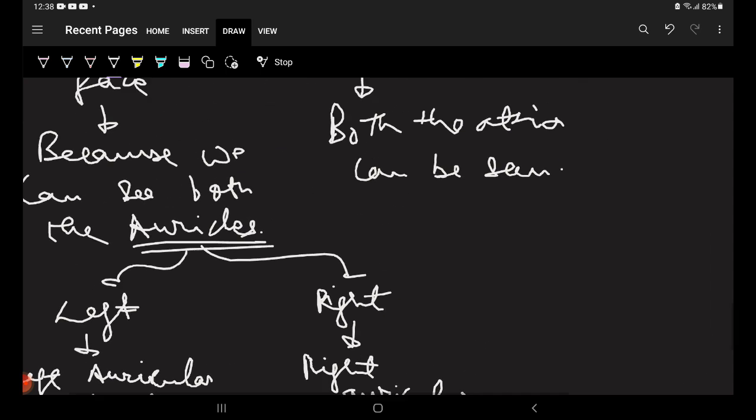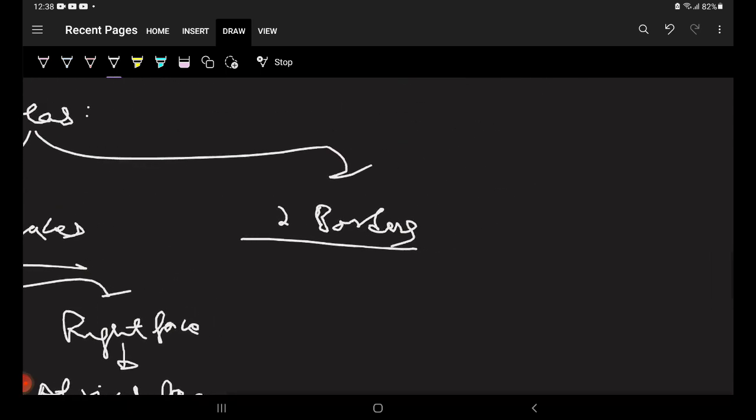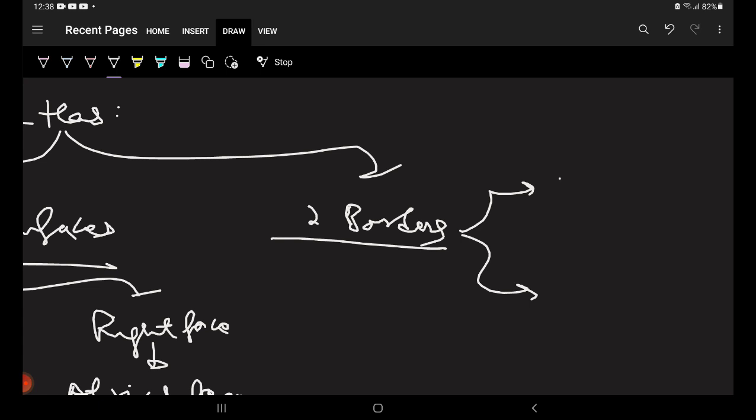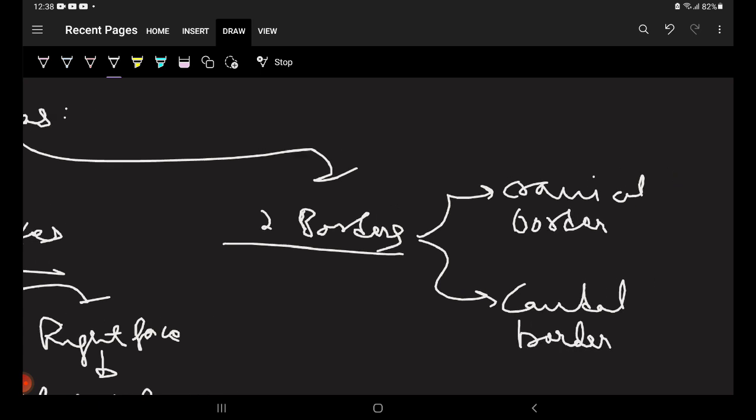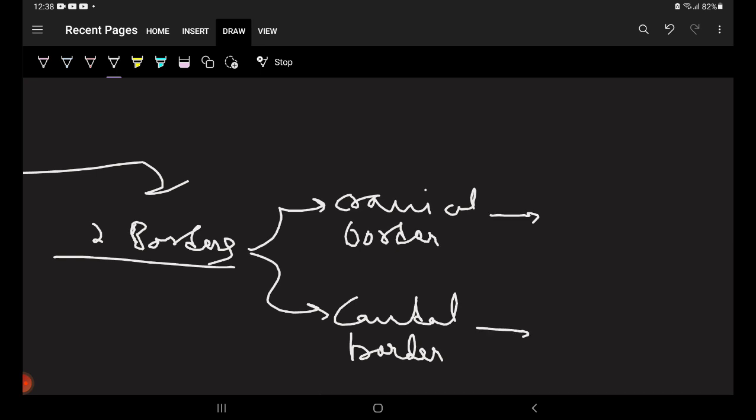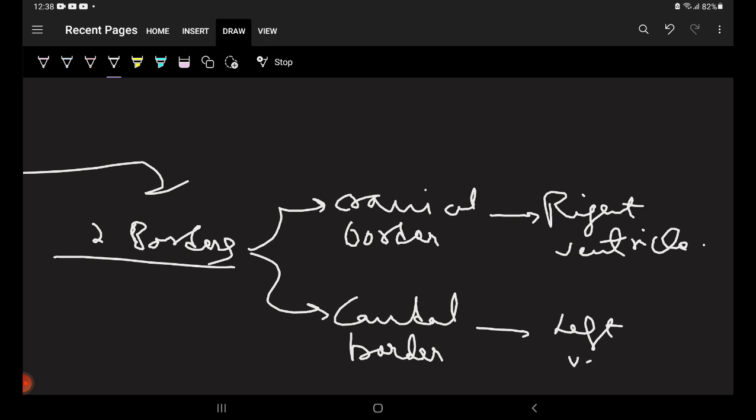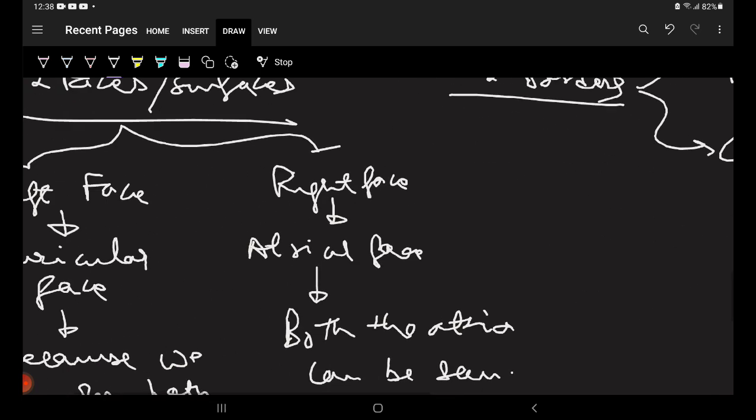Now let us talk about both borders. The two borders are the cranial border and the caudal border. The cranial border is formed by the right ventricle, and the caudal border is formed by the left ventricle.